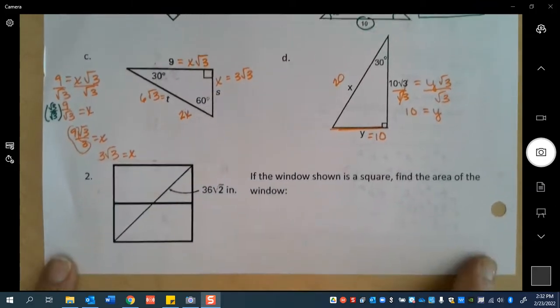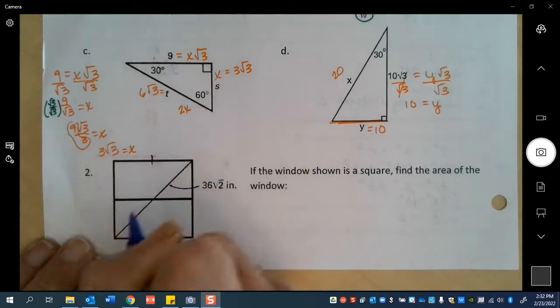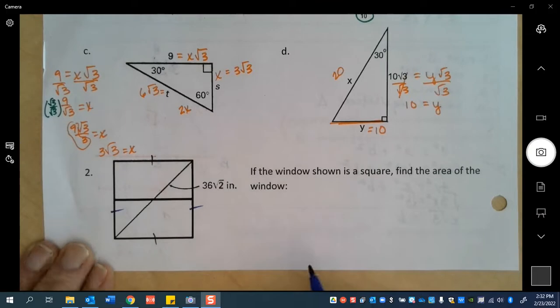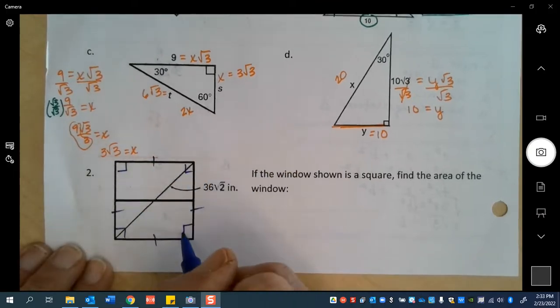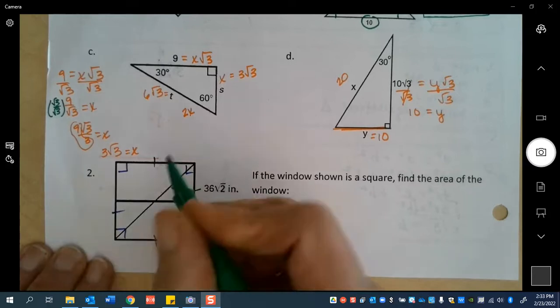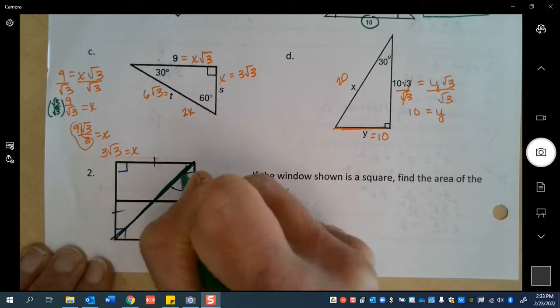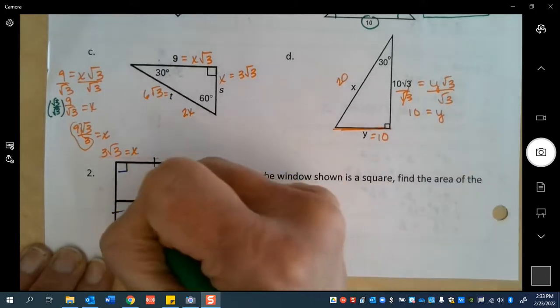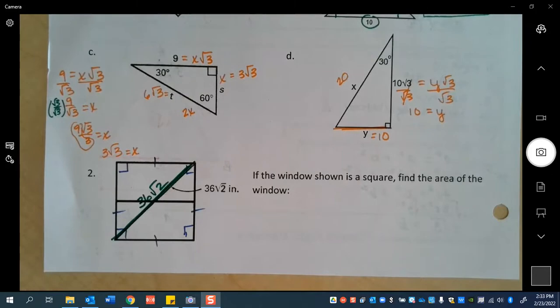All right, let's talk about this last problem. If the window shown is a square, find the area of the window. So let's talk about if it's a square, this side and this side and this side and this side are all congruent. This angle and this angle and this angle are all right. So this looks like it's the hypotenuse of 2 isosceles right triangles put together. And that hypotenuse's length is 36 root 2. What is the side length of my window?